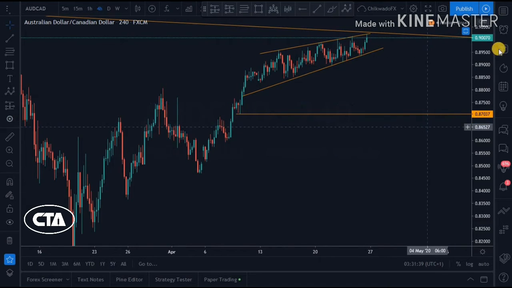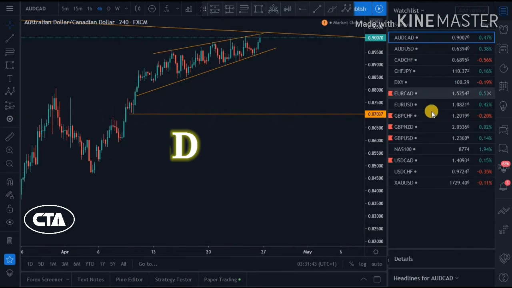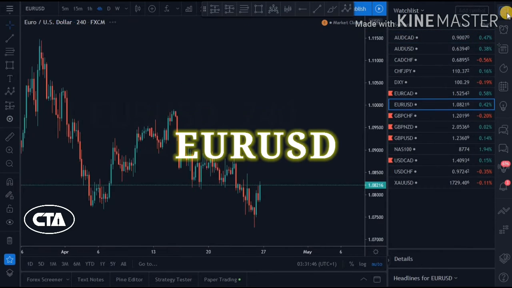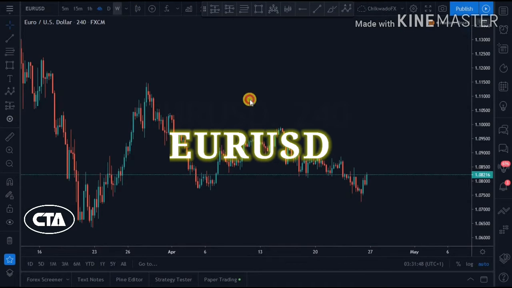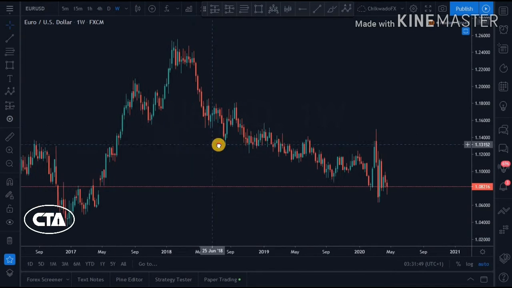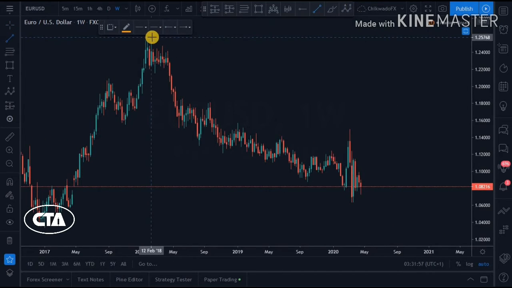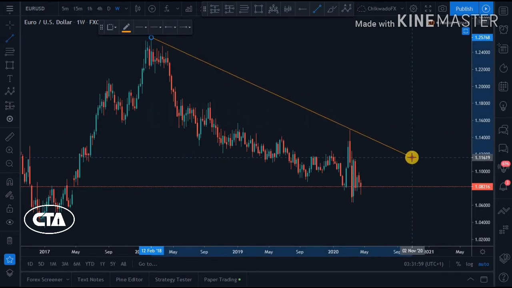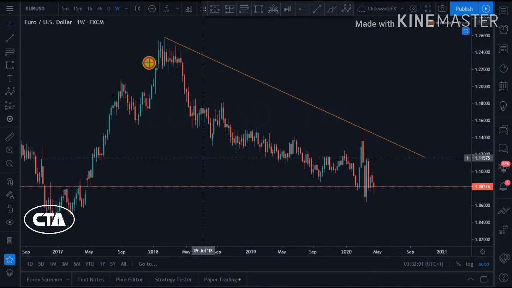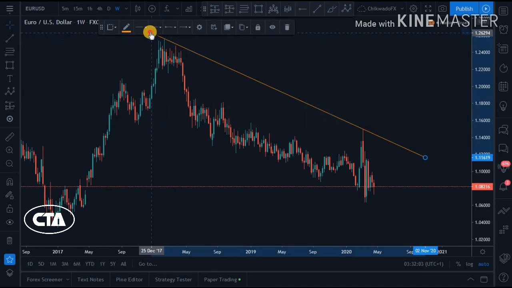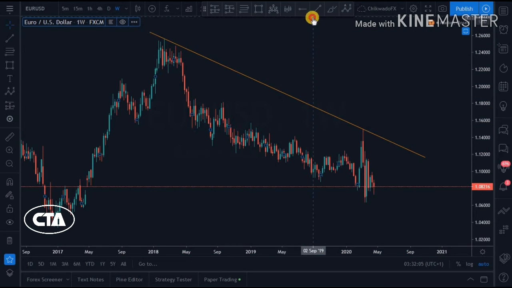So the next one is Euro USD. Okay, Euro USD, big one coming up on Euro USD. So like we always do, start from the weekly. What do we see on the weekly? Push, correction, right? So we see this big guy here, the up, the highs, connect the highs. Don't forget you connect the highs.